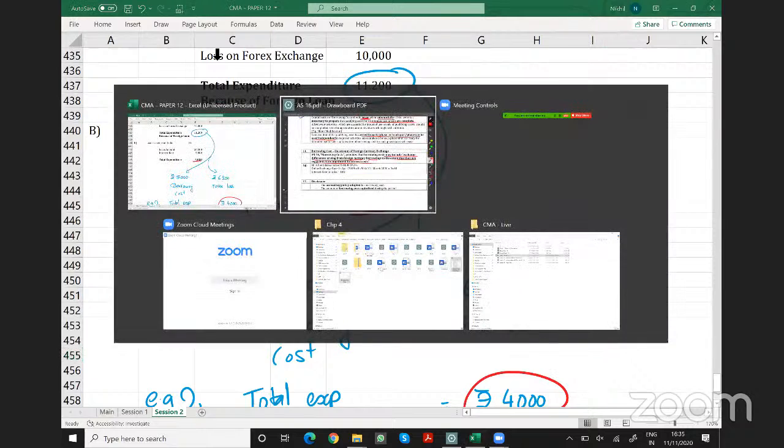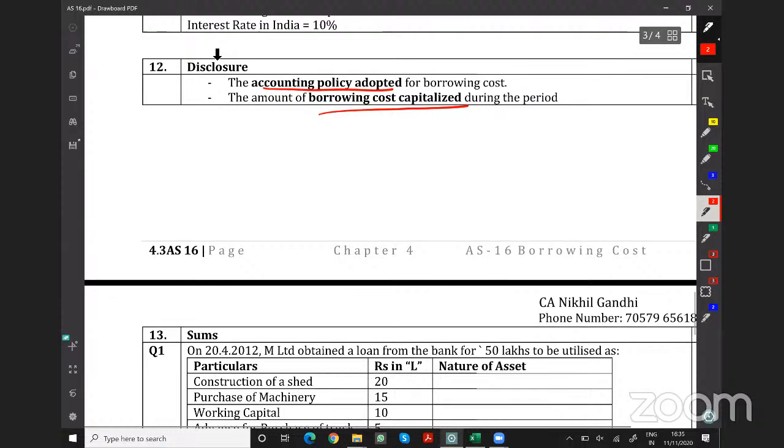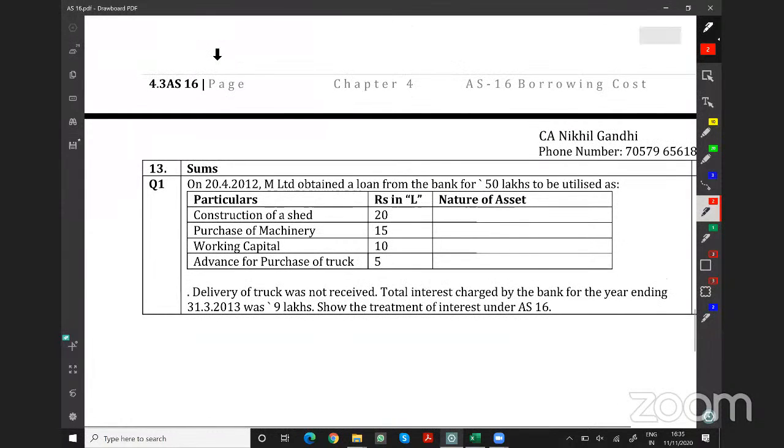So, disclosure is the accounting policy adopted for borrowing cost and the borrowing cost capitalized in case of your qualifying assets. The sum is very easy. We should understand whether the asset is a qualifying asset or not. Construction of a shed. Sir, is the asset ready for its intended use? No. We should say this is a qualifying asset because it normally takes a substantial period of time.